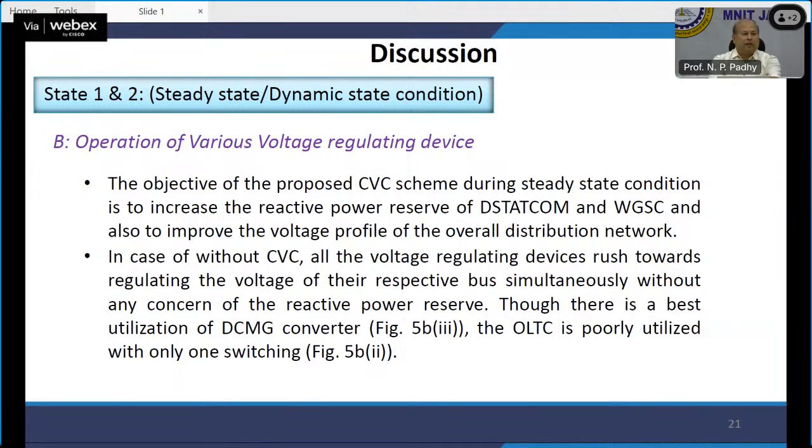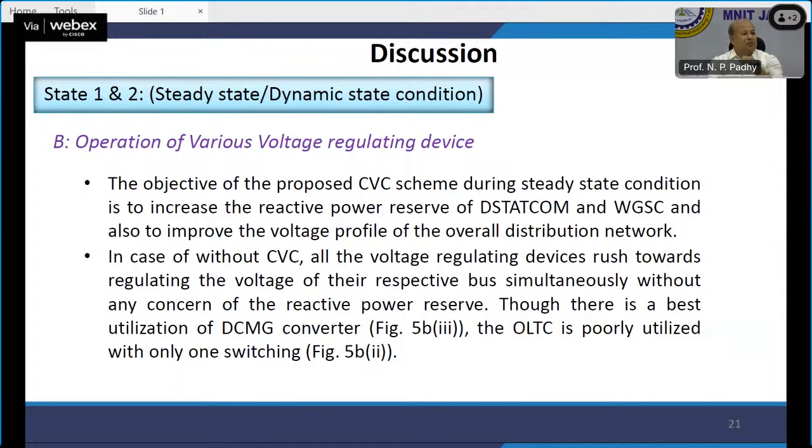In case of without voltage control scheme, all the voltage regulating devices rush towards regulating the voltage of the respective bus simultaneously. So what will happen? The bus number 1 will try to meet its voltage, bus number 5 will try its own voltage, and bus number 22 will try too. So everyone will try to help their own buses, whatever best way they can do, without any concern of the reactive power reserve. They don't mind what I have to evacuate, or what I need not do.